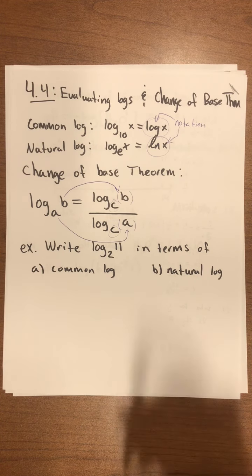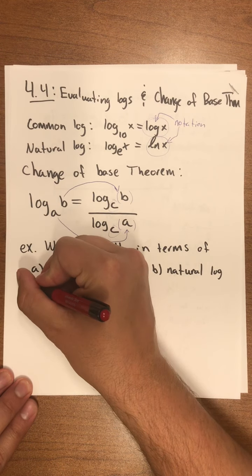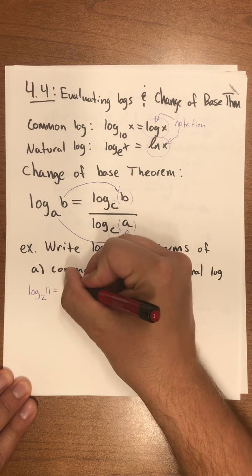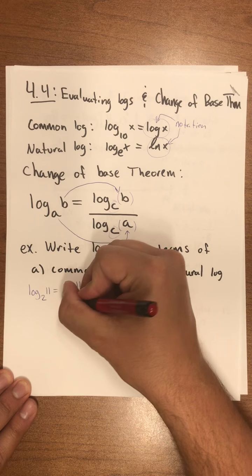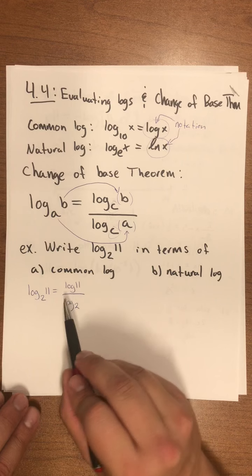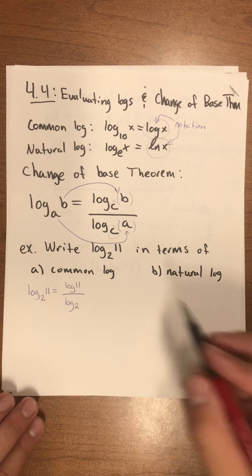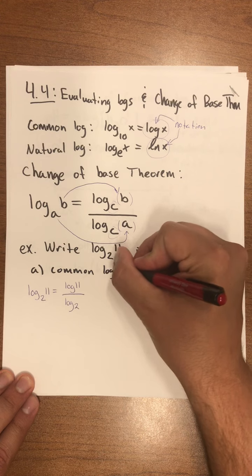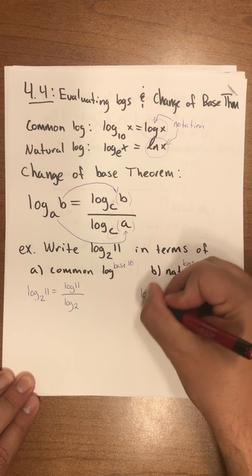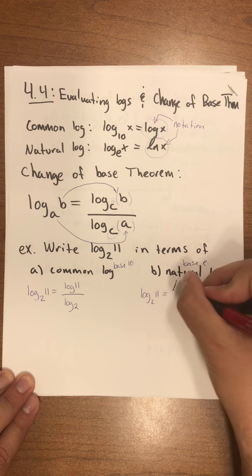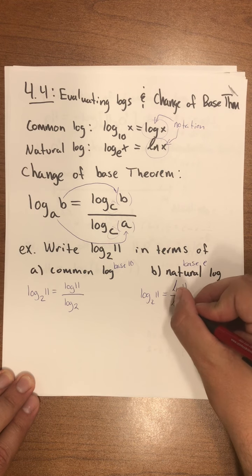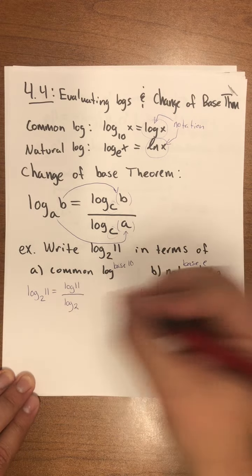So for example, let's write log base 2 of 11 using common log. If I have log base 2 of 11, that is log 11 over log 2. Now remember, just writing log means base 10. So we had chosen base 10. And then natural log is base e. So log base 2 of 11 is the same thing as saying the natural log of 11 over the natural log of 2.